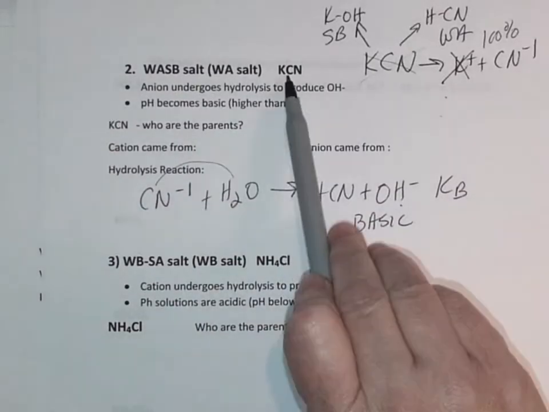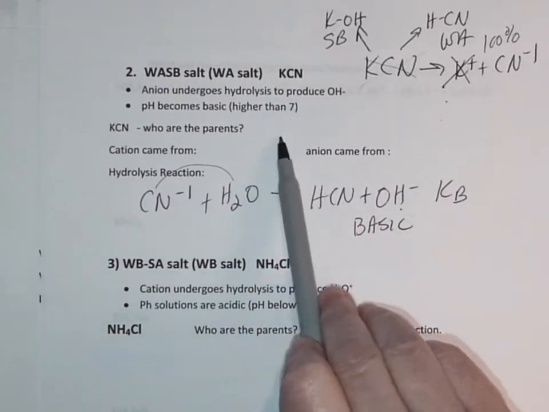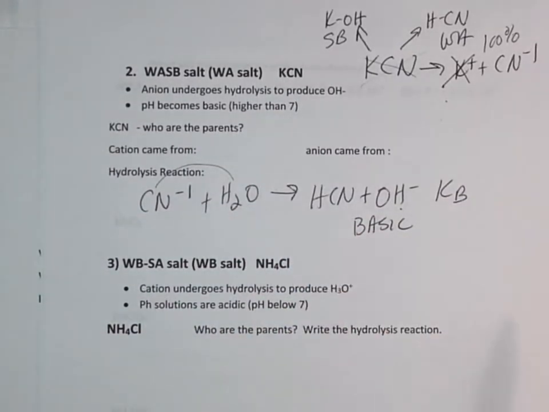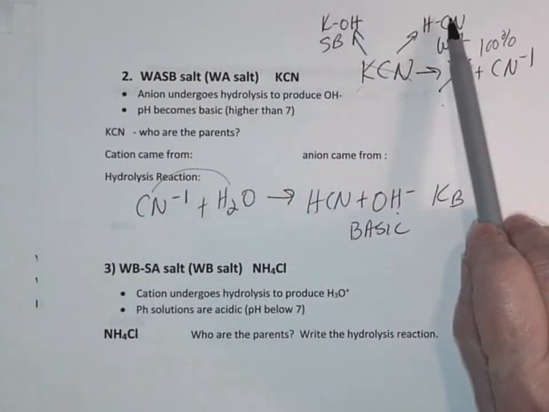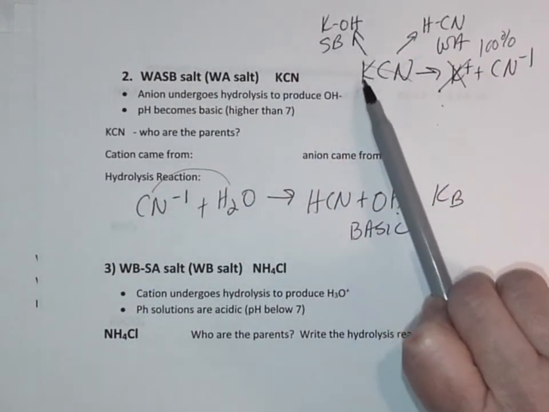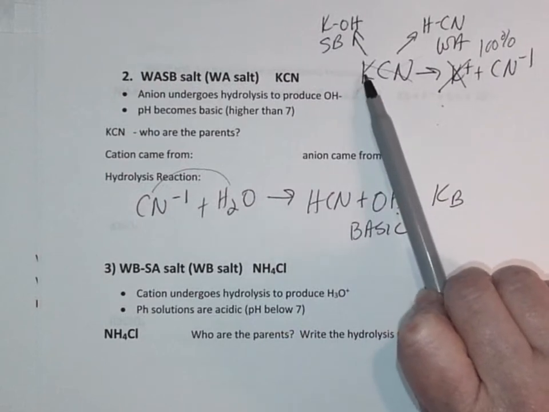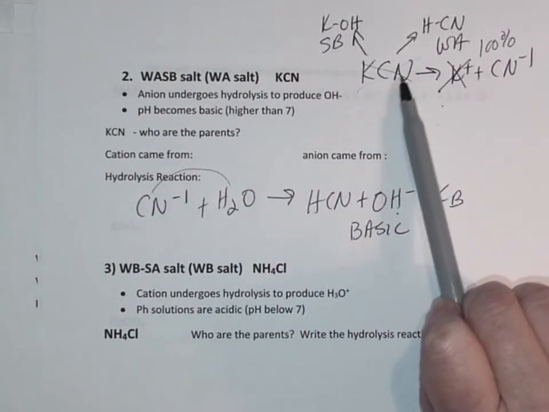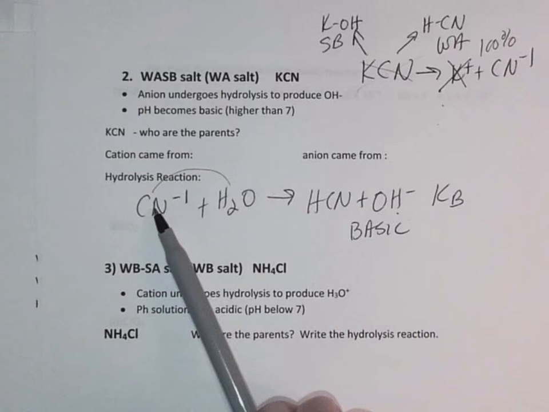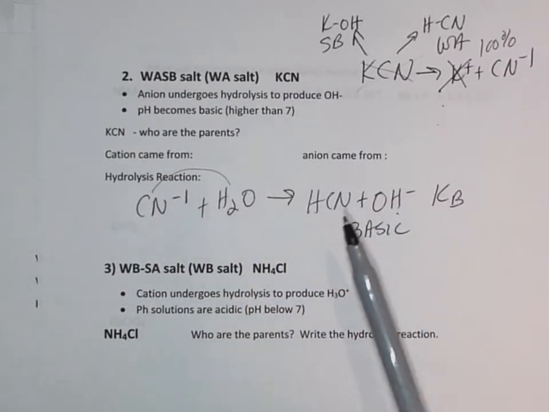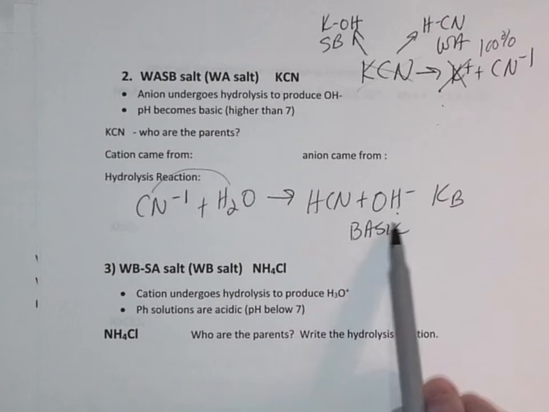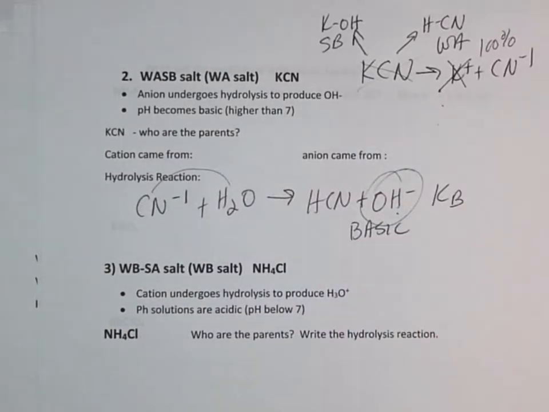Some students will go on and memorize all of this. I don't have any of that memorized because I go through the steps. Okay, who were the parents? He's strong, he won't react. This part of the salt won't react. He's weak, so this anion is going to go on and react with water. I write my hydrolysis reactions. I know I need a KB just because I'm doing it as a habit. I know it's basic because it makes the hydroxide.